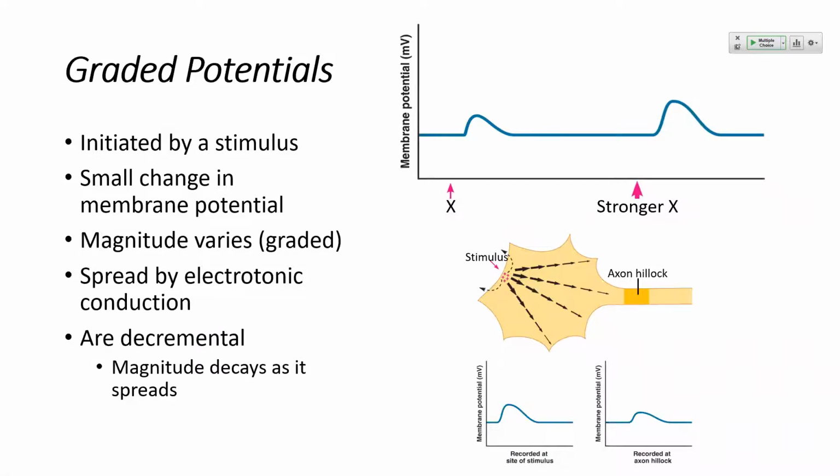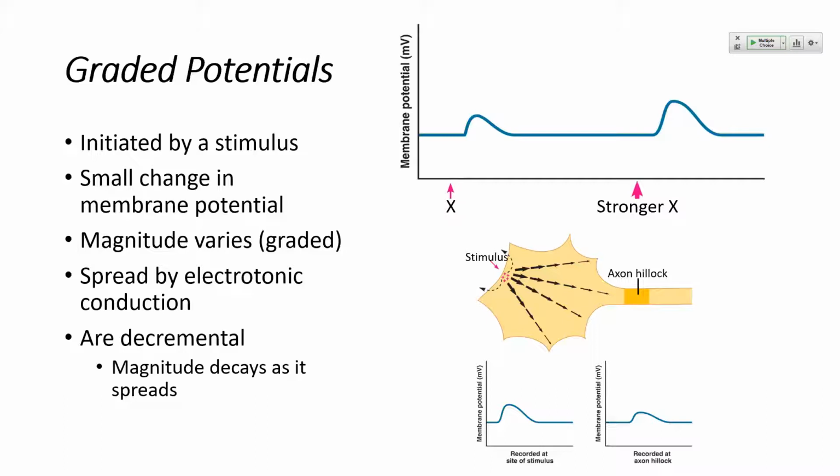Okay, so graded potentials, we said, are initiated by a stimulus. They are small changes of the membrane potential. Their magnitude can vary, so they can be small, they can be medium, they can be large. We'll see that that cannot happen with action potentials. They're spread by what's called electrotonic conduction, which basically describes that separation of charge, the inside, the intracellular fluid of a neuron being negatively charged, the extracellular fluid being positively charged.